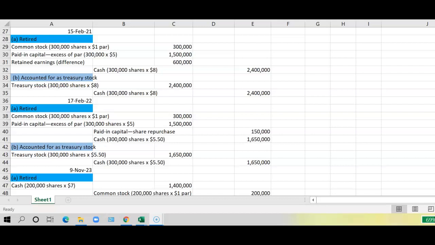So it's very important you logically remember how the journal entries are recorded. My first journal entry, I would credit cash for the actual price the company is paying to repurchase their stock. Then I would remove the common stock at par and the paid in capital in excess of par for the original cost of the shares they are repurchasing.